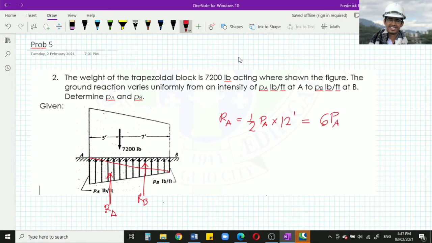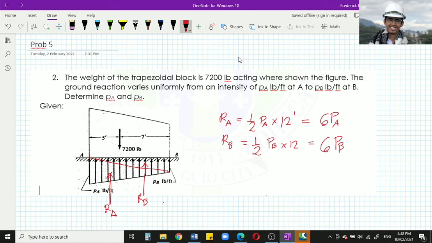Okay? And for RB naman is yung area ng isang triangle na ulit natin. So that will be 1/2 times yung intensity nito, PB, times 12 din. So same. That will be 6 PB. Okay? Ngayon, pwede na nating makuha yung intensity ng PB and intensity ng PA using yung ating summation moment at any point. Summation moment is equal to 0.